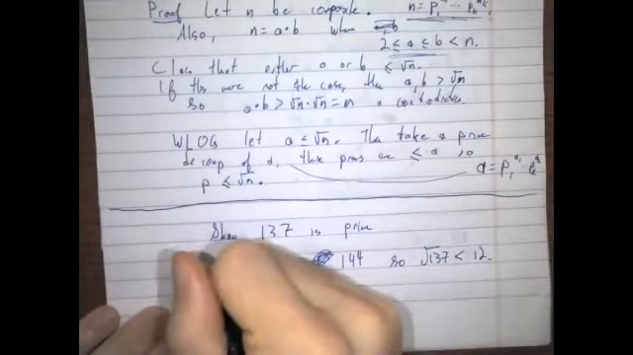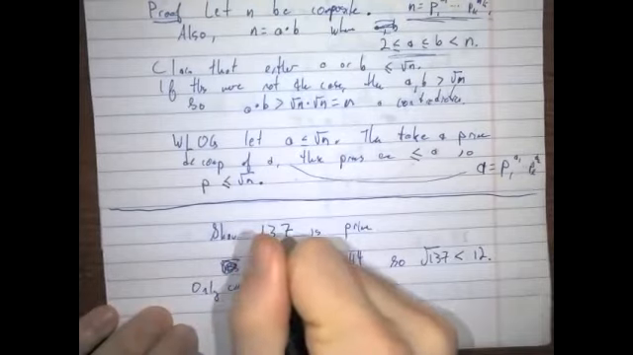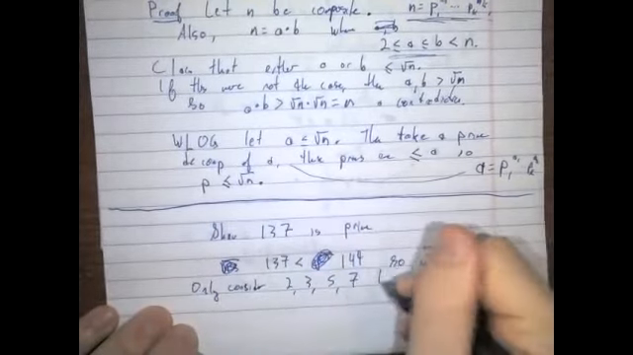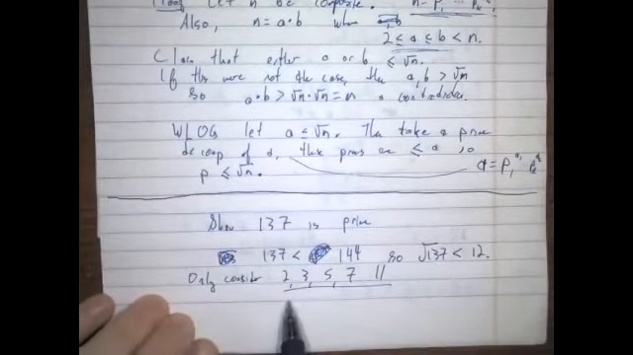So I only need to consider primes 2, 3, 5, 7, and 11. If 137 is not divisible by any of these primes, then 137 must be prime itself. Do we agree?